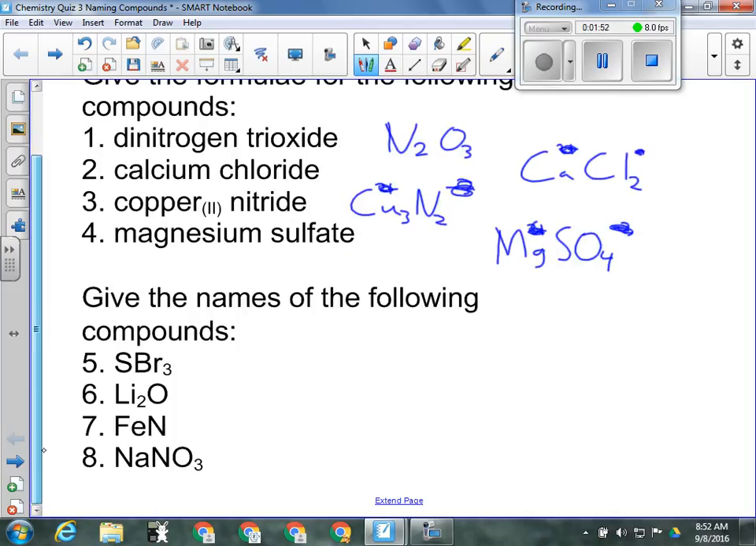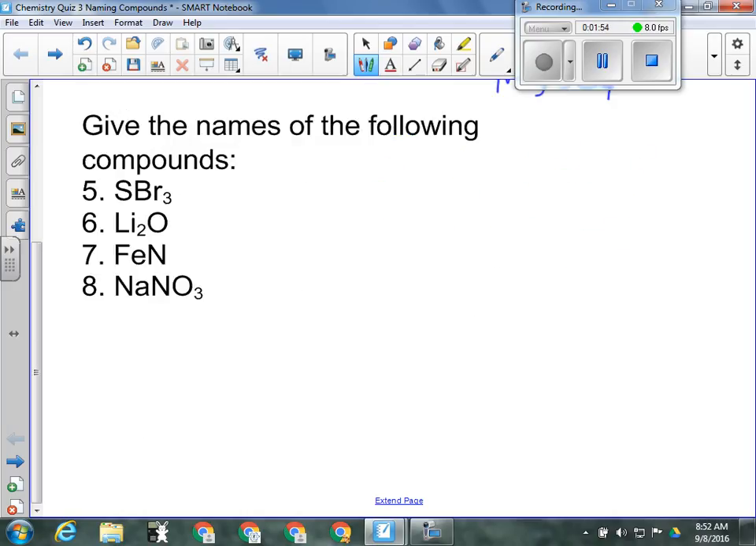For the last 4, we're writing names. What should none of these names have? Right. Our first one is a molecular compound because it is both non-metals. So that is going to be sulfur tribromide. If they have a hyphen in there, that's fine.